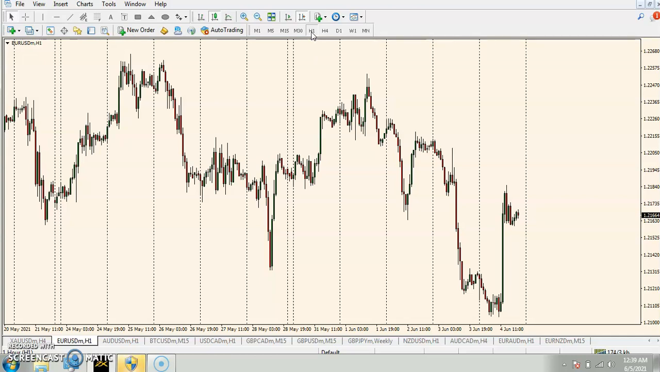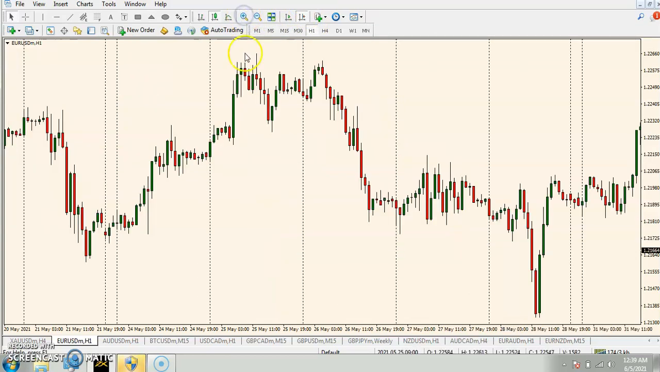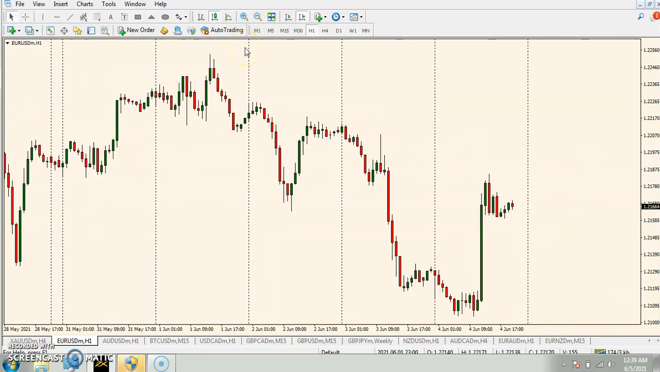So the first thing that I'll tell you is I always use the H1 time frame, the 1 hour time frame, to count my levels. And we are going to try to check what happened really in Euro USD.